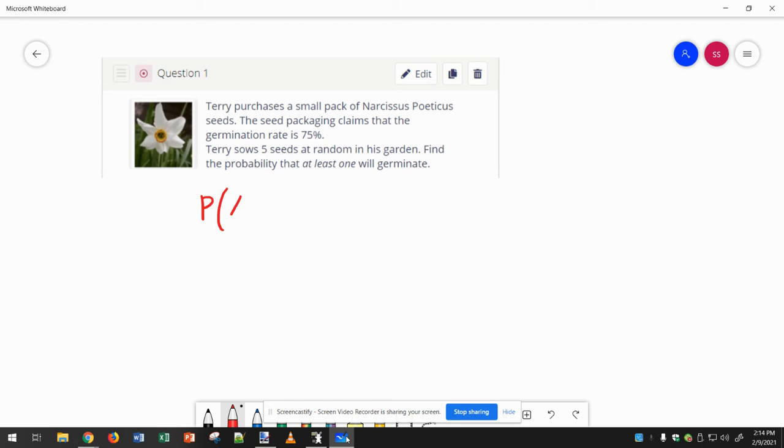So it's helpful if you can turn these into inequalities. At least one means greater than or equal to 1. And this is the same thing as 1 minus the probability that none will germinate.